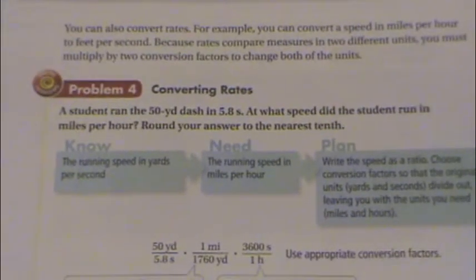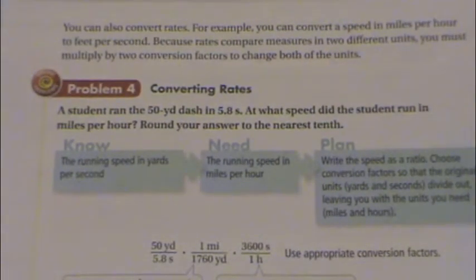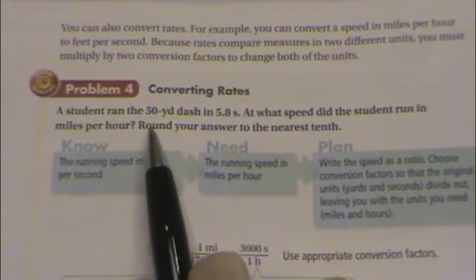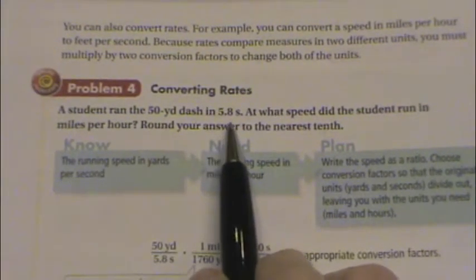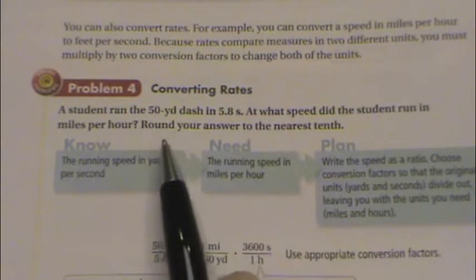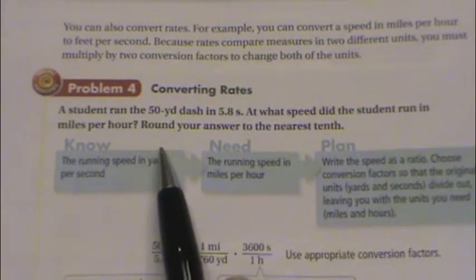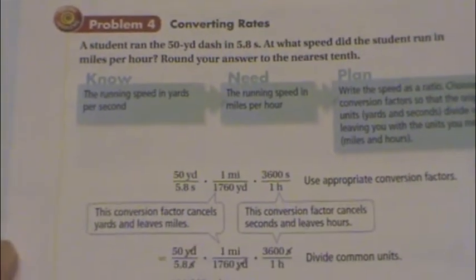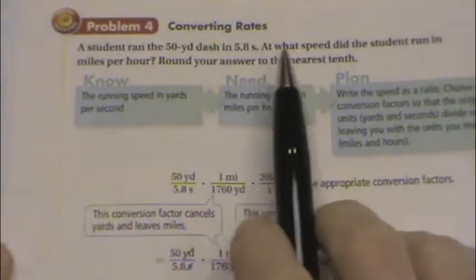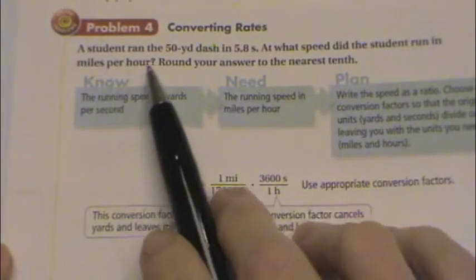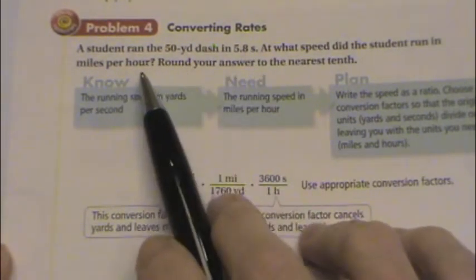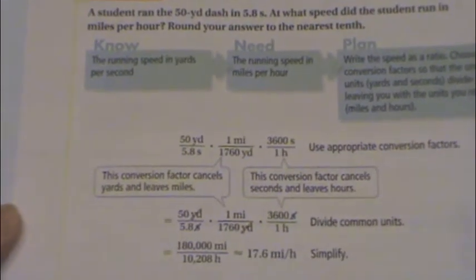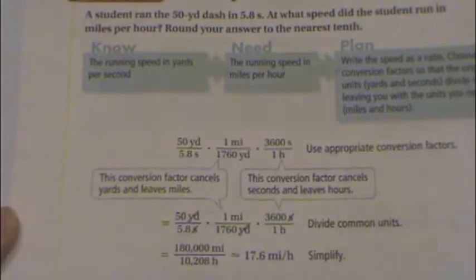Problem 4 is where we really pull everything together, and we're going to convert rates. Given that a student ran the 50-yard dash in 5.8 seconds, what speed was he running in miles per hour? So we need to use a couple of conversion factors because we need to convert yards into miles. We also need to convert seconds into hours. So we need 2 conversion factors, and this is where your labels become incredibly important.